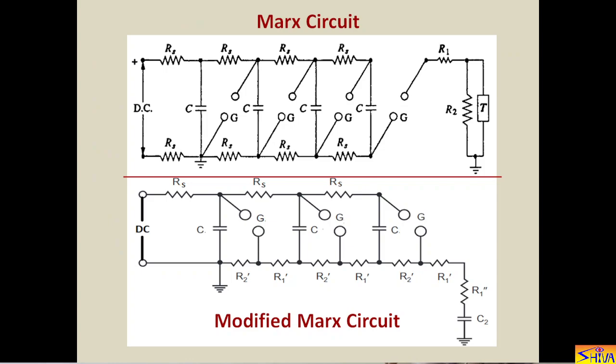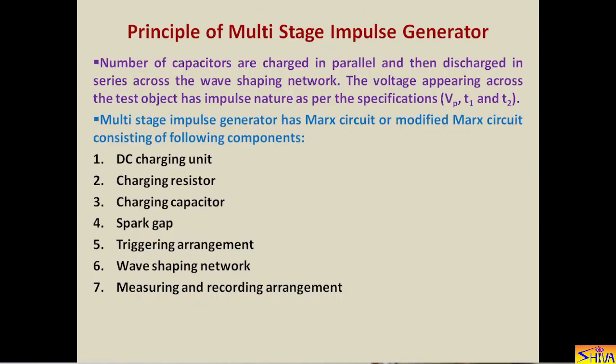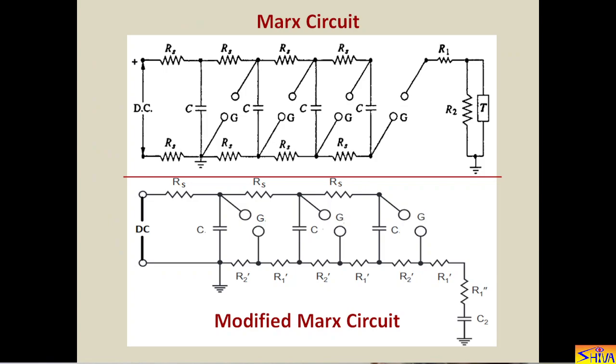Now let us see the circuit. First, this one is Marx circuit and lower one is modified Marx circuit. See, the circuit consists of the components shown in the previous slide. So there are 7 components. I will explain them here. So this is DC charging unit. RS is charging resistors. These are charging capacitors: 1, 2, 3, 4. Now number of stages can be determined by number of spark gaps. This is 1, 2, 3, 4. So it is 4-stage impulse generator operating on Marx circuit principle.